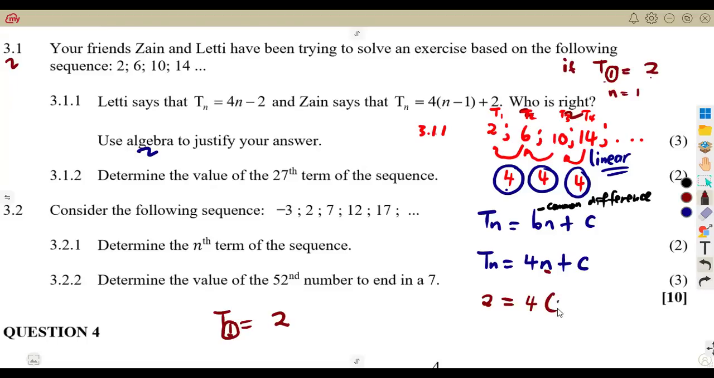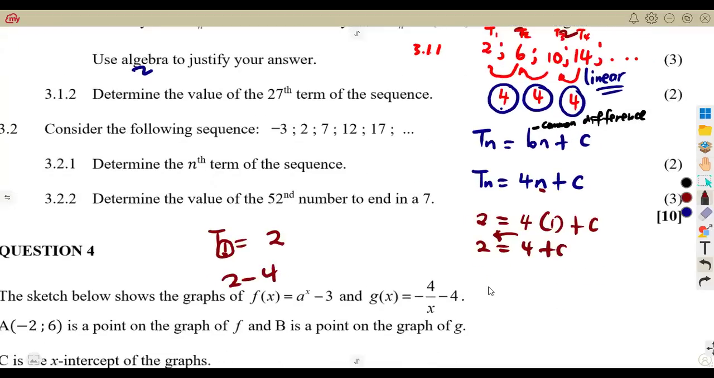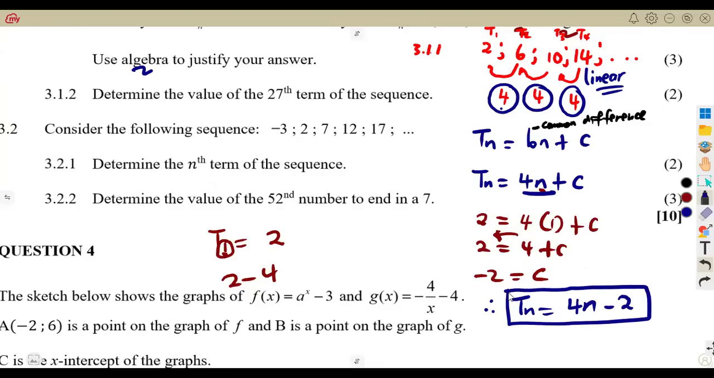Remember, we said N is 1 plus C. So 4 times 1 is 4 plus C, and we can take this 4 to the other side. That's 4 from 2. 2 minus 4, which is minus 2, is equal to C. So therefore, our Tn was supposed to be written as 4n, this part you rewrite as it is, plus C. Our C is minus 2. So that will be Tn is equal to 4n minus 2.